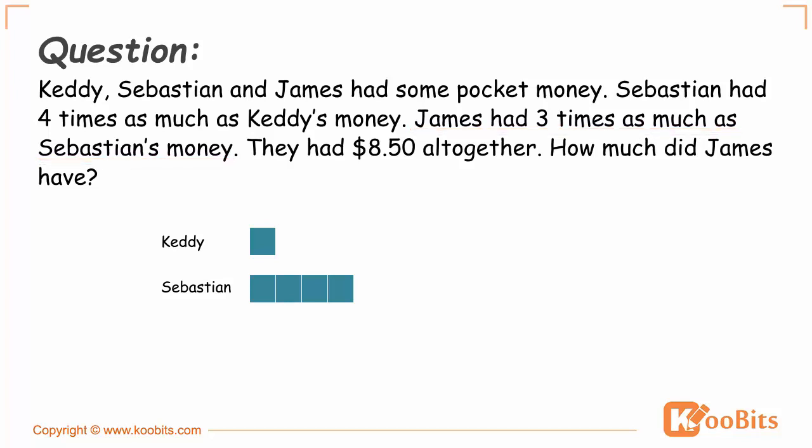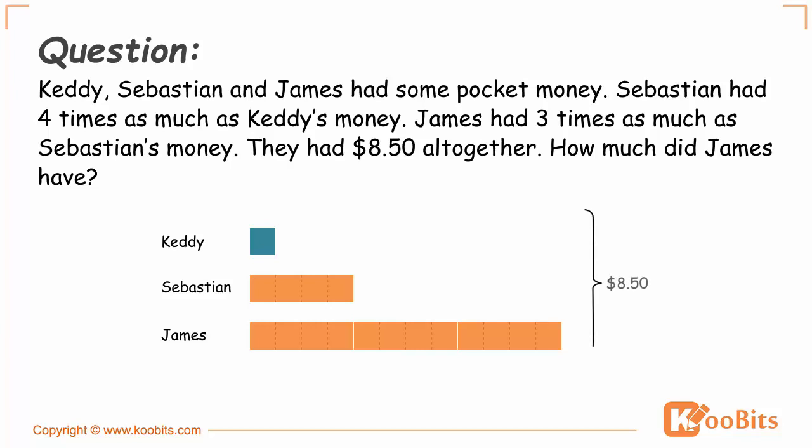Now, let's combine the 4 rectangles that represent Sebastian's money to make one long rectangle. Let's use 3 long rectangles to represent James's money. They had $8.50 altogether. Let's label the sum of the 3 diagrams belonging to Keddy, Sebastian, and James as $8.50.